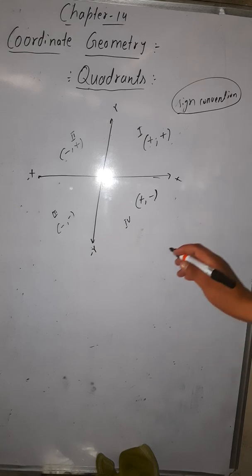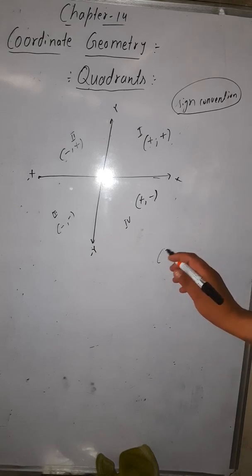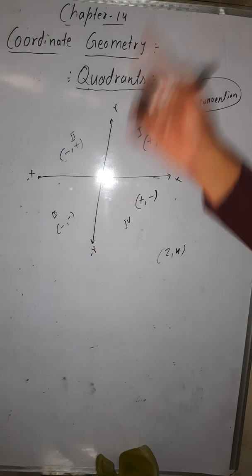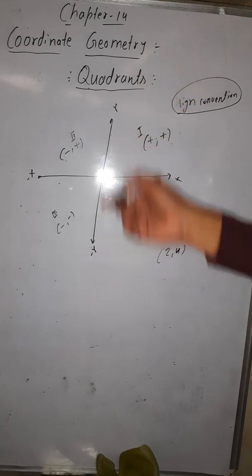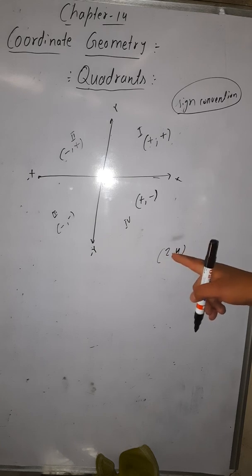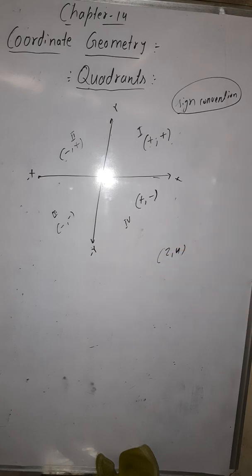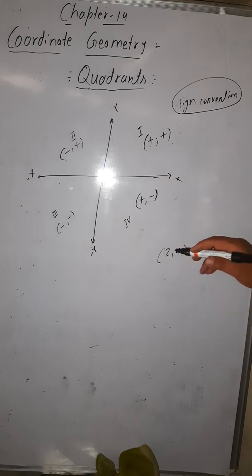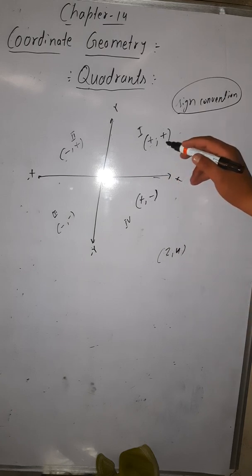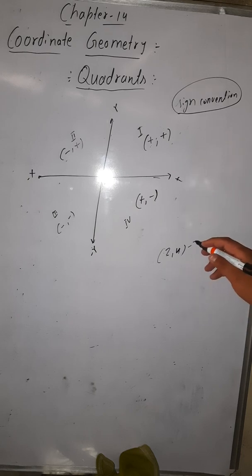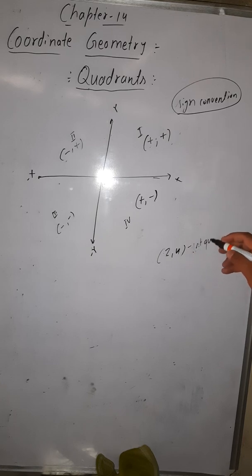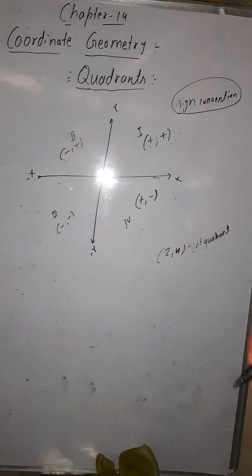Okay, now let me tell you, let's see a point here, 2, 4. This is the point here. Okay, now you have to tell me, this point lies in which quadrant? Can you tell me? 2, 4 will lie in which quadrant? Yes, look here. Here you can see x coordinate is plus and y coordinate is also plus. So x coordinate and y coordinate both are plus here. So it means it will lie in the first quadrant. Okay. So you can see this point will lie in the first quadrant. You can write here first quadrant. So this is how we will write here quadrants.